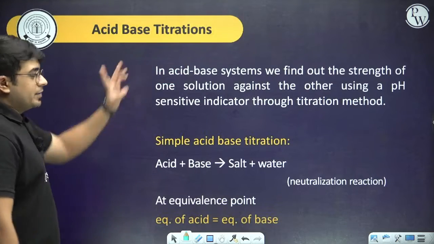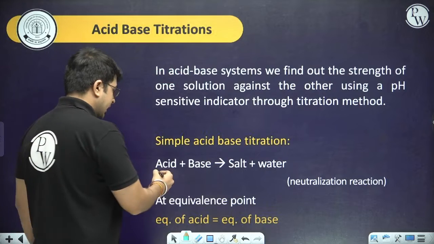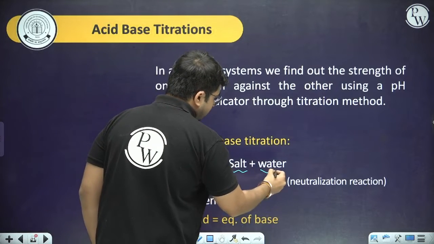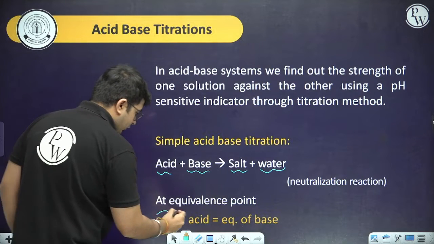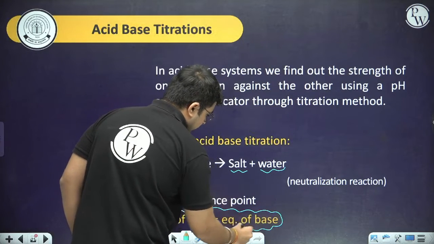Now, acid base titration means you are reacting acid with base to form salt as well as water. I told you only one thing you have to understand, that the equivalents of acid should be equal to the equivalents of base.